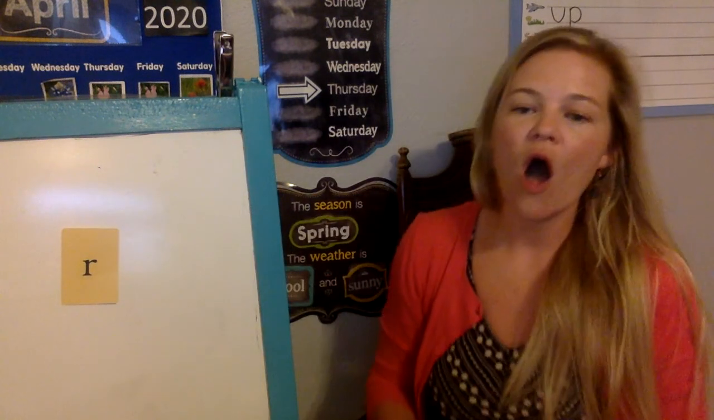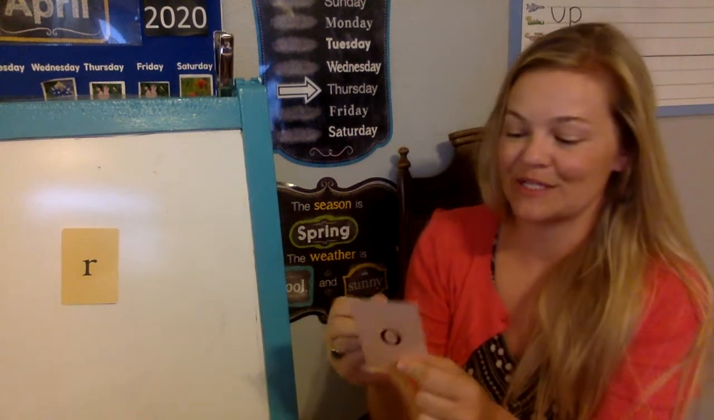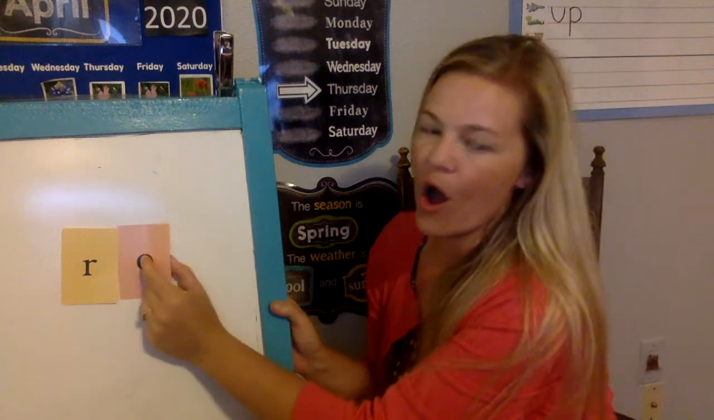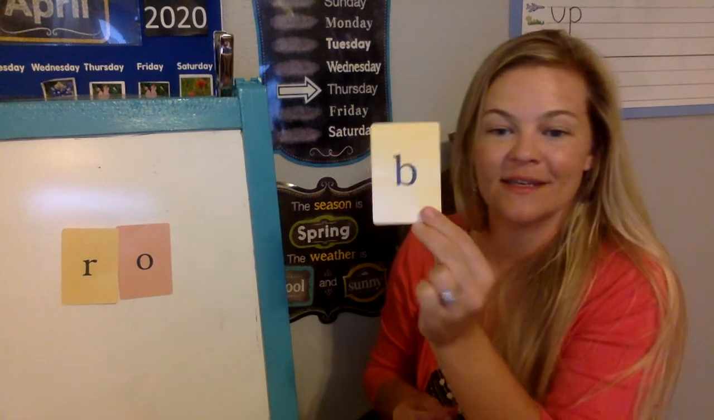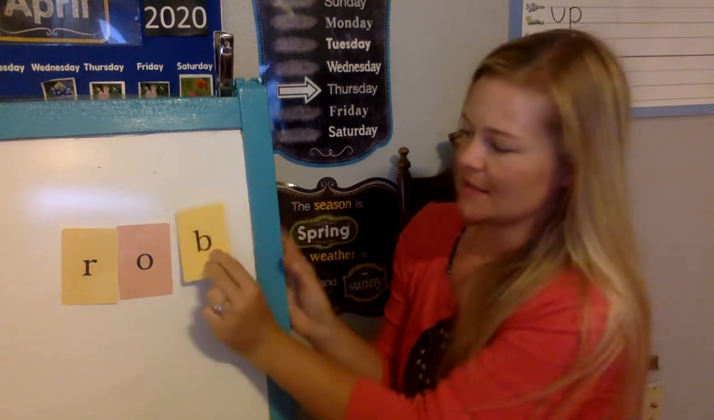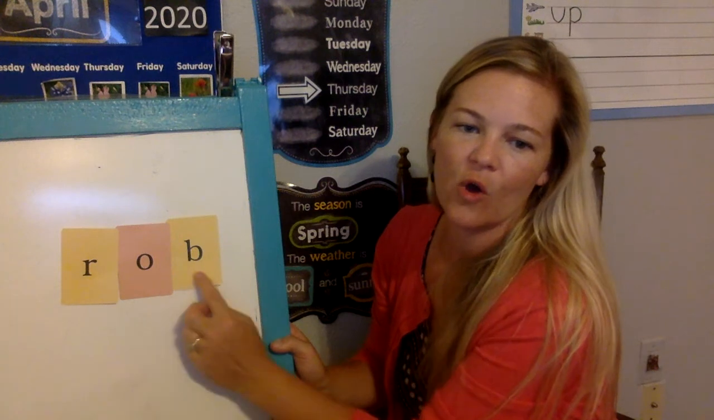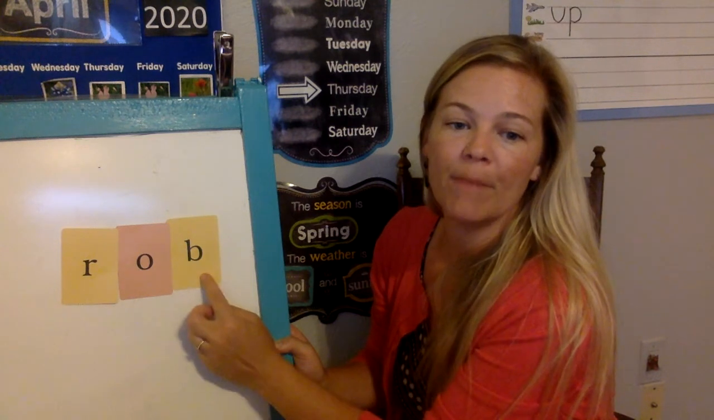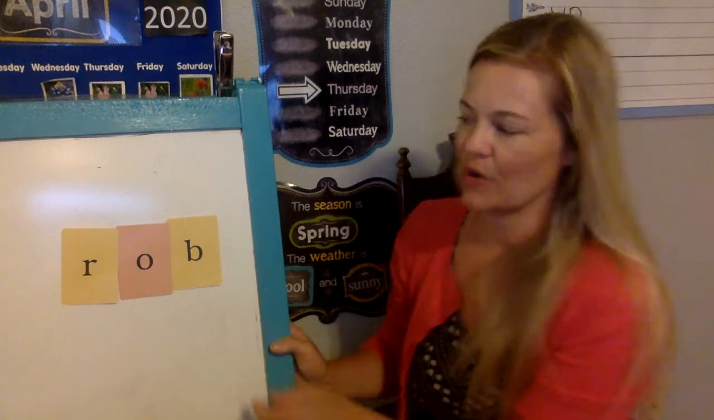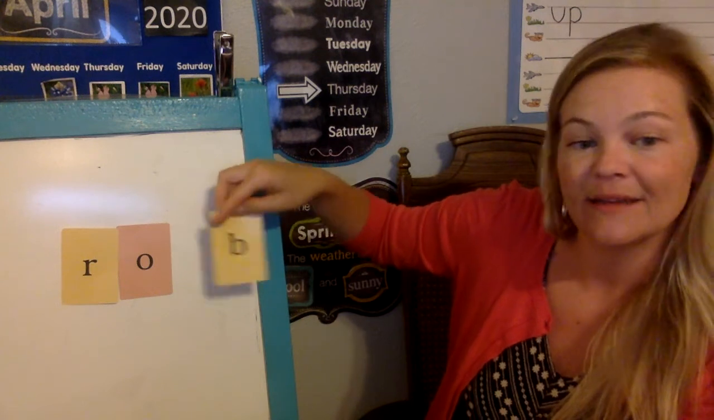Looks like I dropped one. Okay. R, ah. R, ah. That's an O, like octopus. R, ob, b, b, rob. What letter makes a B sound? A B, like bat. Okay, let's see. So we're going to point to each letter and say the name of the letter. R-O-B. Point to each letter and say the sound. R-ob. And then read it. Rob.